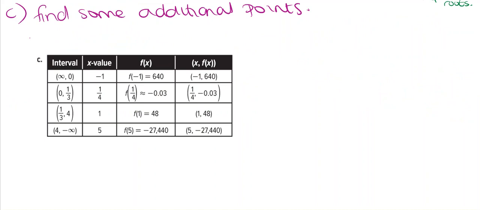Okay, so C, find some additional points. So we have our intervals, so between the roots that we've actually found, so we found the roots at 0, a third, and 4, we need to choose some points. So I've chosen minus 1, a quarter, 1, and 5. And then substituting the values into f of x, we can actually find our coordinates to plot. So part D, we now need to graph our function.